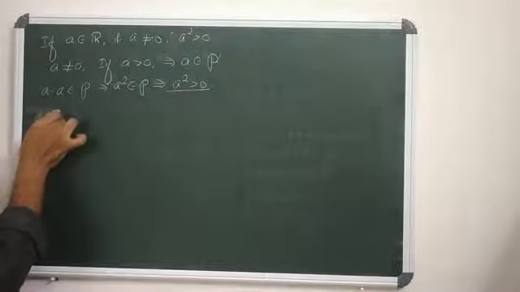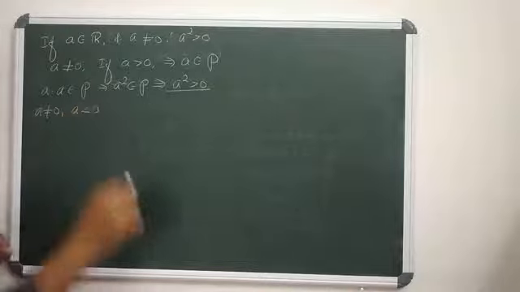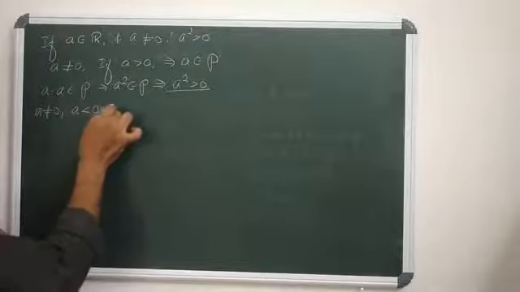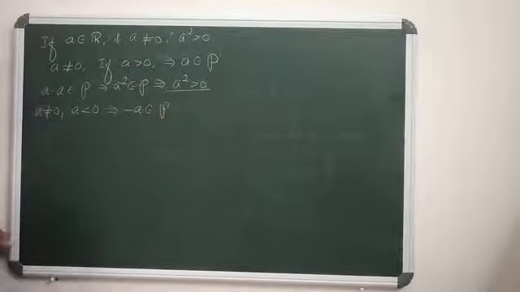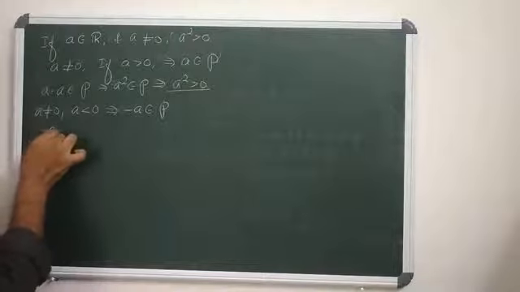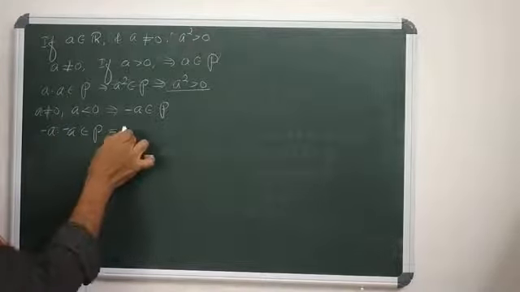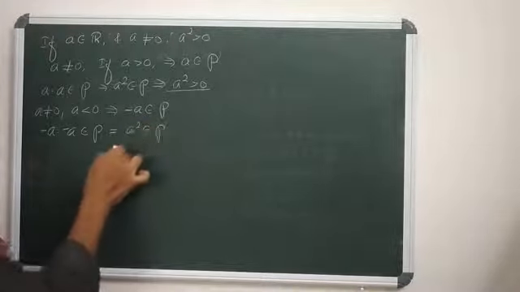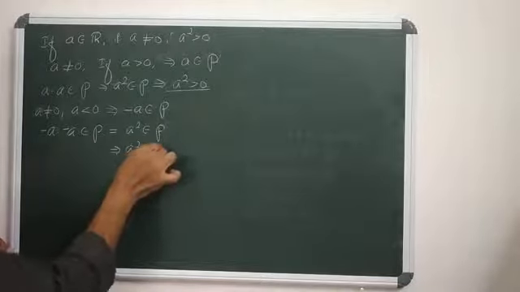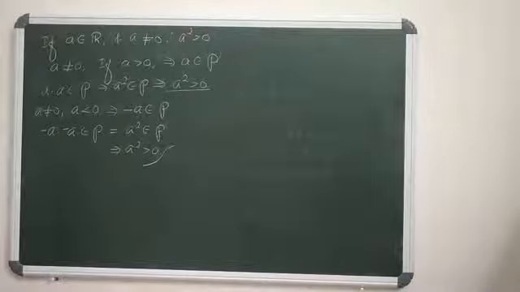Next case: since A is non-zero, suppose A is a negative real number. A is negative means what is minus A? Minus A is a positive real number, so minus A is in P. Since P is closed under multiplication, minus A into minus A also is in P. Minus A into minus A in P means A square is in P. So that means A square is also positive. Agree? So when A is any non-zero real number, A square should be positive. The result is so familiar, but it can be proved by using these arguments. Okay.